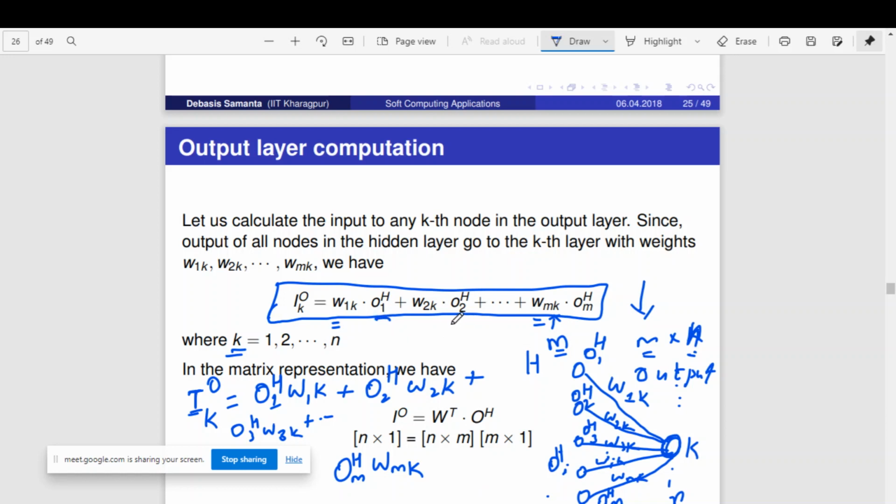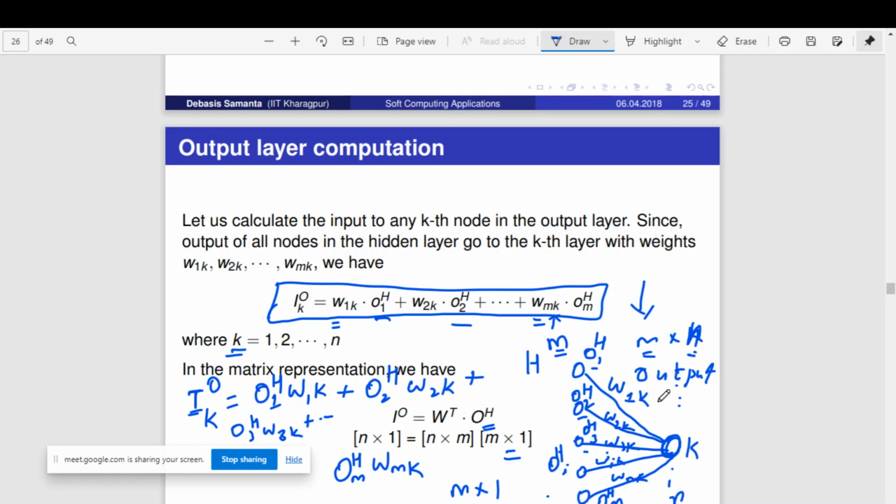All these O1, O2 up to OM, what is the size? This one, O1, O2, O3 up to only M, M cross 1. Okay, so that is what this is. So this entire O thing we are representing as O to the power H, and its size is M cross 1.